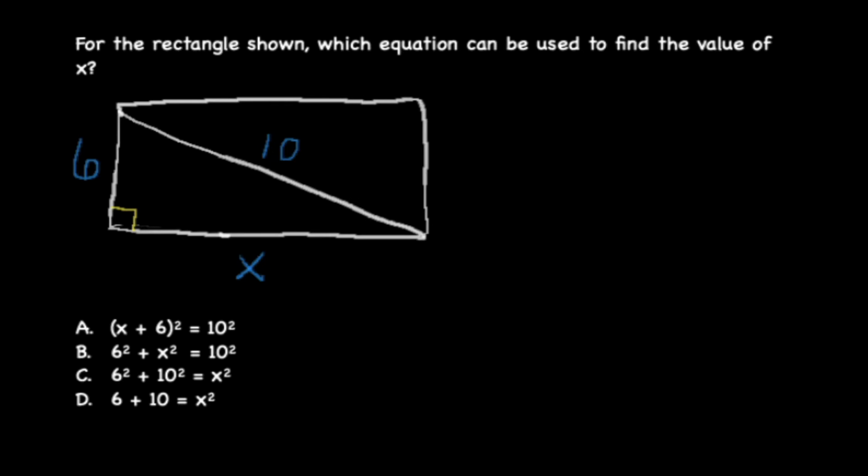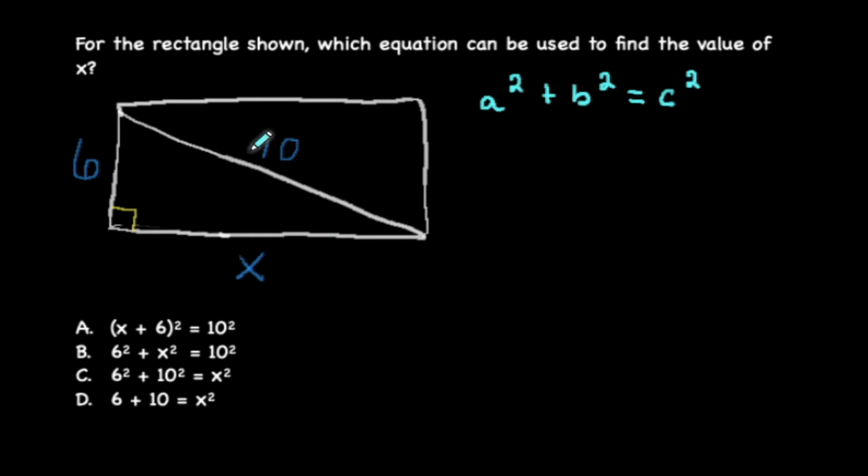So let's go ahead and write down the formula for the Pythagorean theorem, which is a squared plus b squared equals c squared. And we're actually not solving this. We're just determining which equation can be used to find the value of x, as it's stating here.